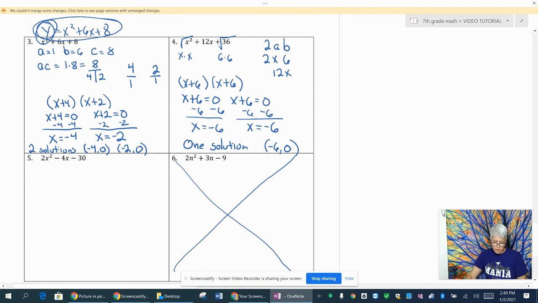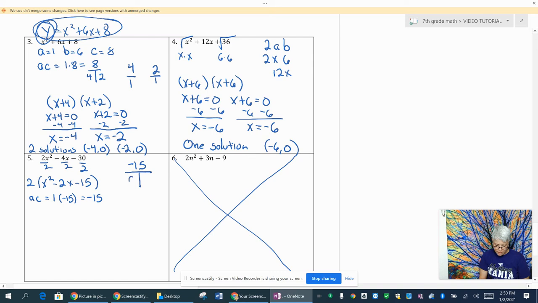If we look at the next one here, you can see that there is a greatest common factor on this one. So for the next one, the greatest common factor is going to be 2. So I have 2, and then I have x squared minus 2x minus 15. So I'm going to go ahead and factor this out. And so let's see. A times c is 1 times negative 15, which is negative 15. And then I need to think of factors that will add up to negative 2.